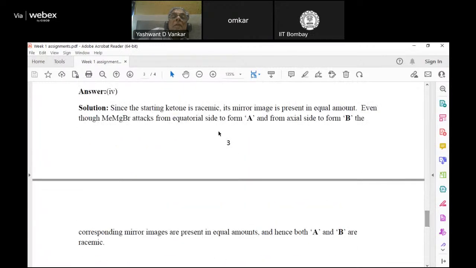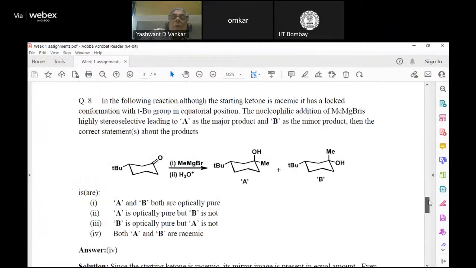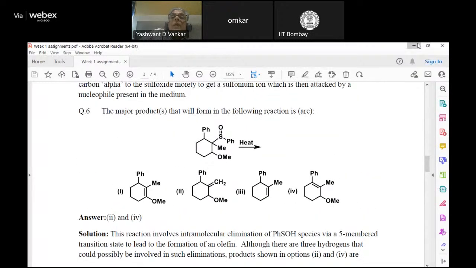and therefore I have written here in the solution that since the starting compound is racemic, its mirror image is present in equal amount. Even though methyl magnesium bromide attacks from the equatorial side to form A and from the axial side to form B, the corresponding mirror images are also present in equal amounts. So hence, A and B both will be racemic.